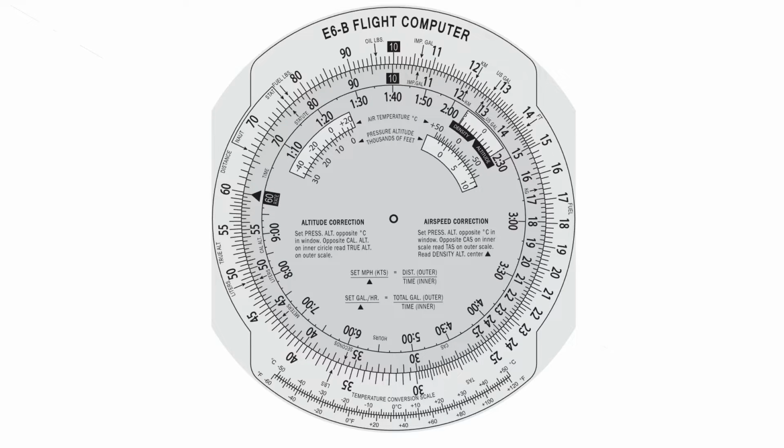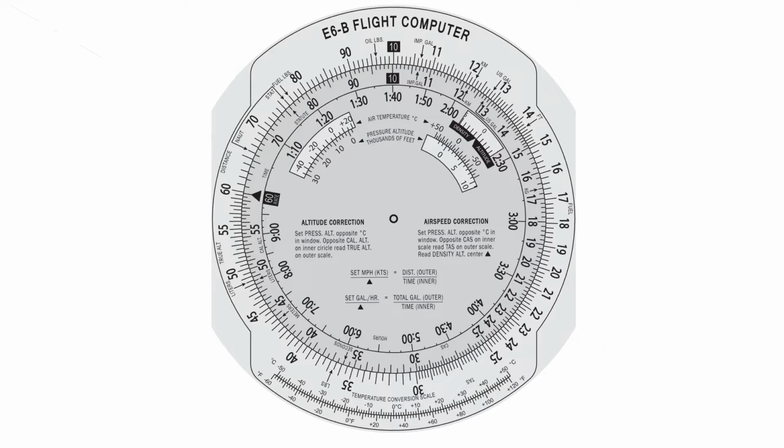Next thing we're going over is the time, fuel, and distance problems. So these are probably the most common kind of problem you'll encounter. And it's nice because the equations are right here on the E6-B itself. So if you ever forget what to do, just read this equation. So what this equation is telling us is the top row is going to be the outer ring and the bottom row is the inner ring.